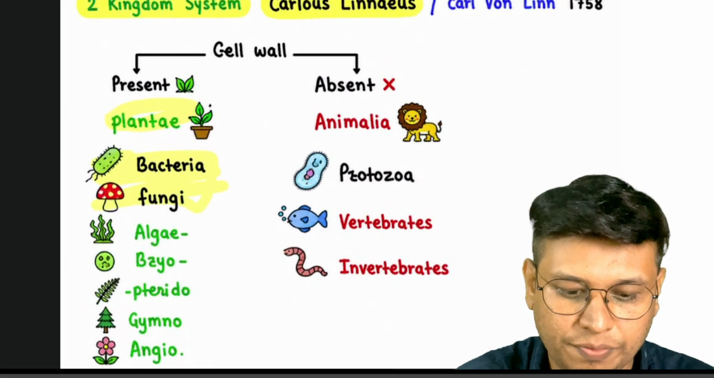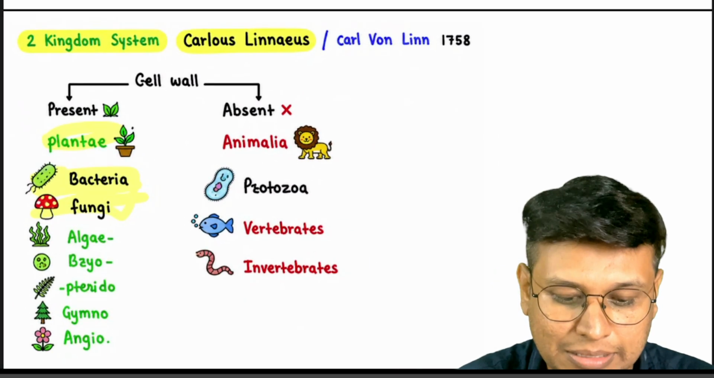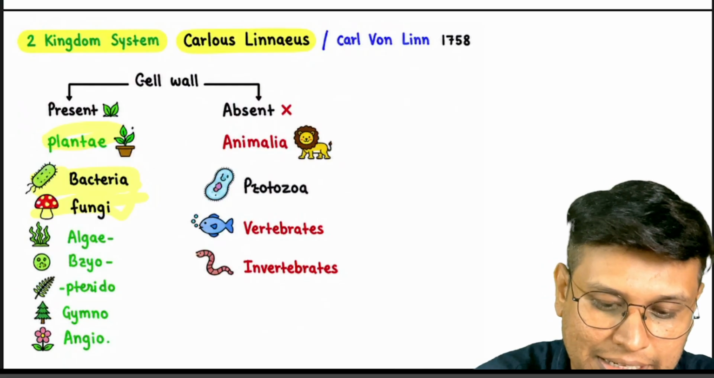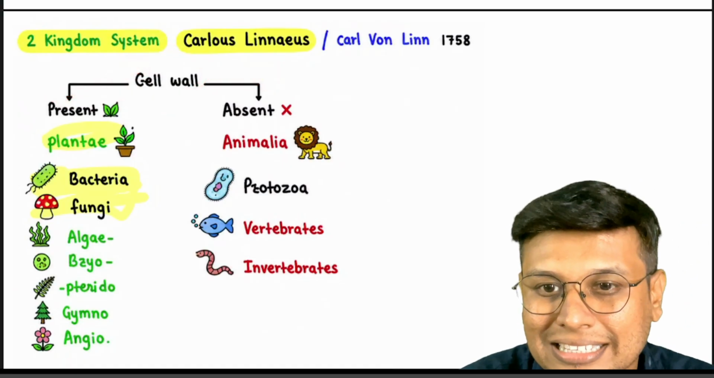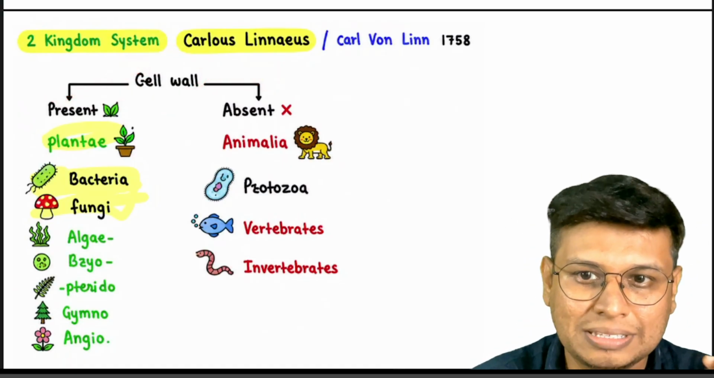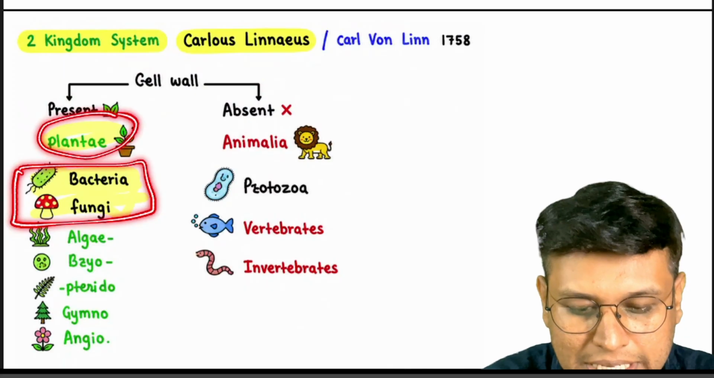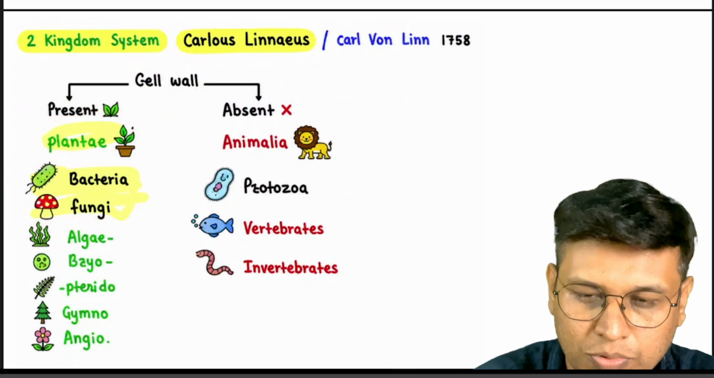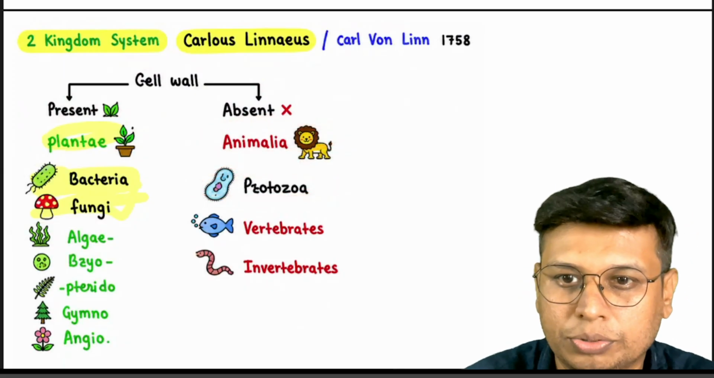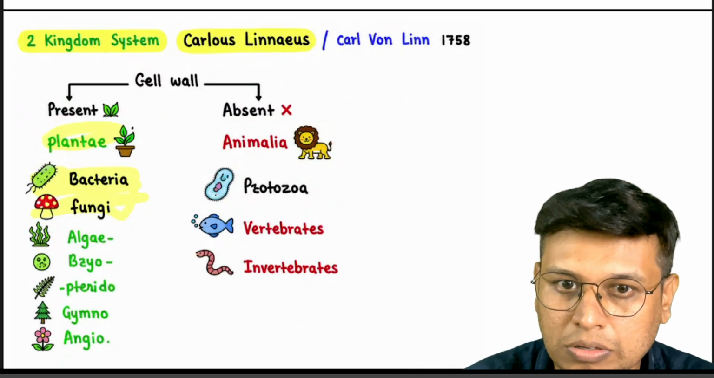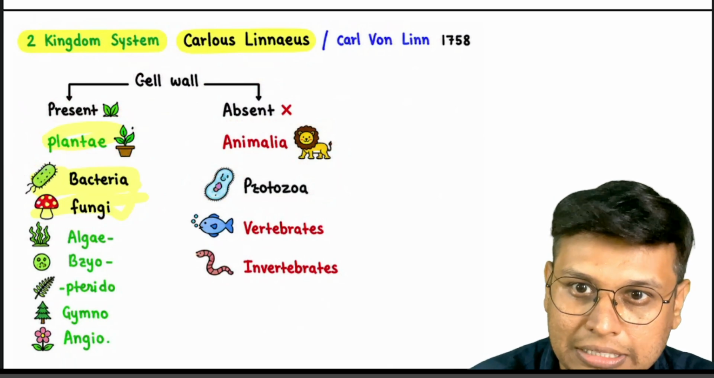So as we were talking about the two kingdom system, the problem is the simple criterion, whether the cell wall is present or absent. Due to this oversimplicity, it is creating problems. So we have placed bacteria and fungi in Plantae, where they do not belong, and protozoa in kingdom Animalia, where they also do not belong. So this is the drawback of the two kingdom classification given by Carolus Linnaeus.